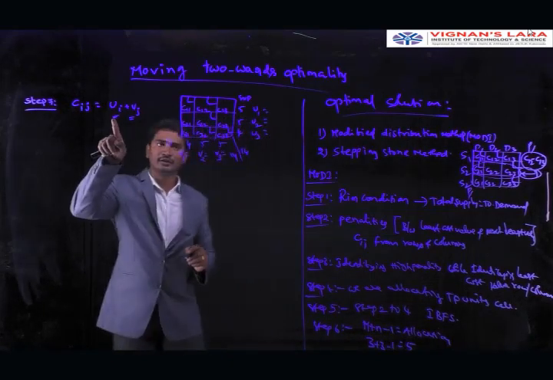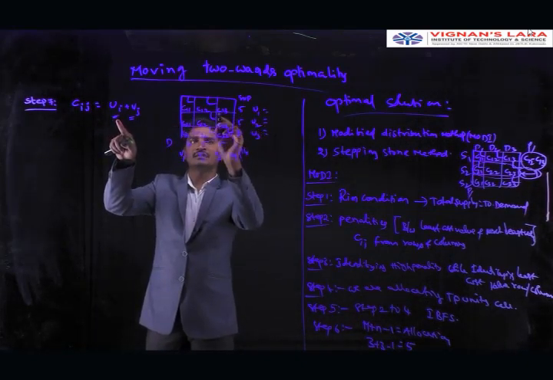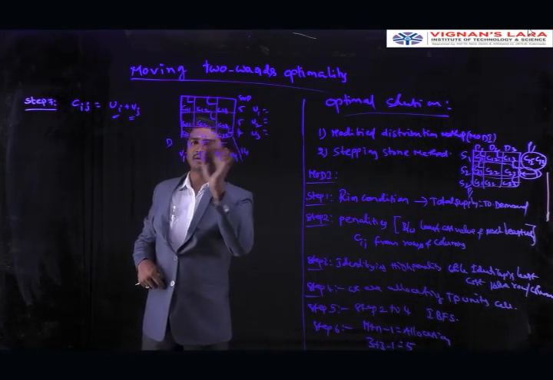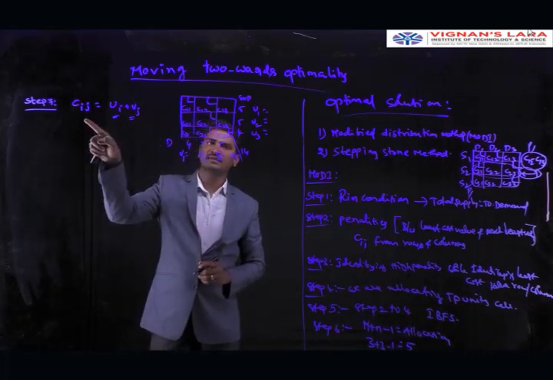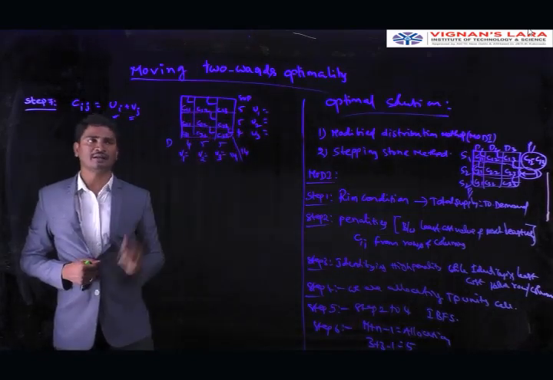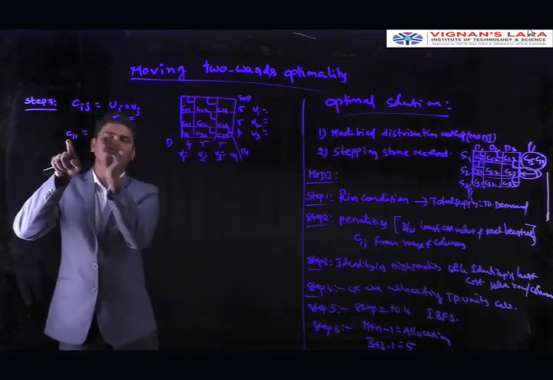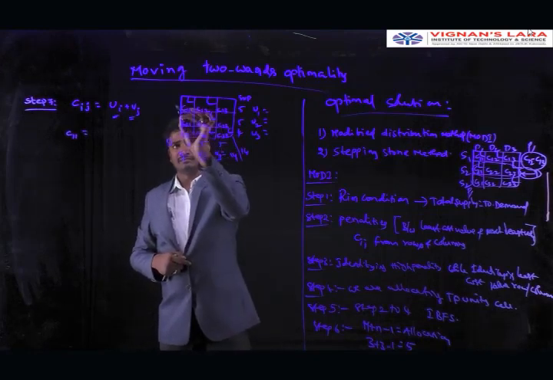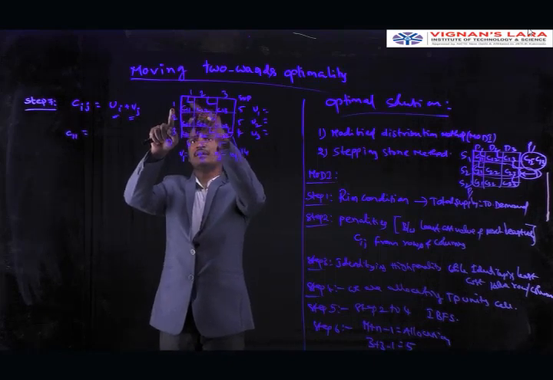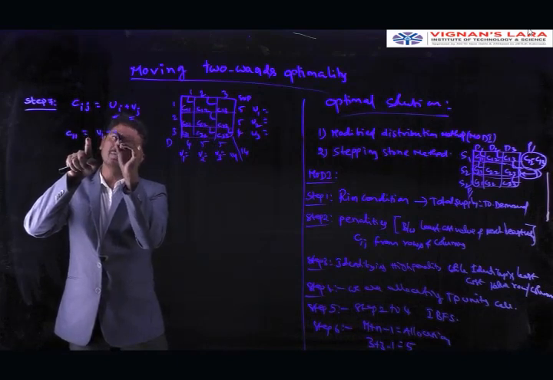Here ui means the supply station row value of the allocation. We have 2 allocations in the first row, 1 allocation in the second row, and 2 allocations in the third row. Based on this, we find the Cij values. For example, in the first row there are 2 allocations. The first one is C11, at supply 1 and demand 1. It means C11 is equal to U1 plus V1.